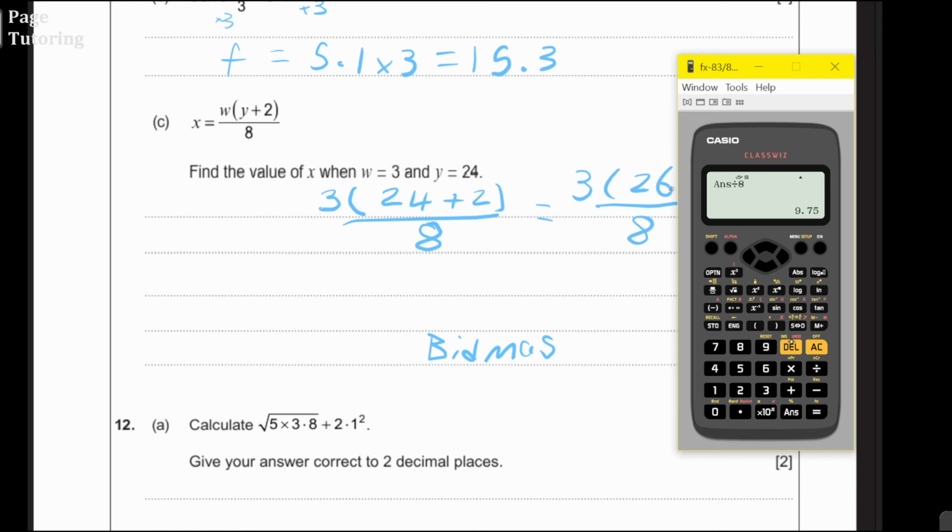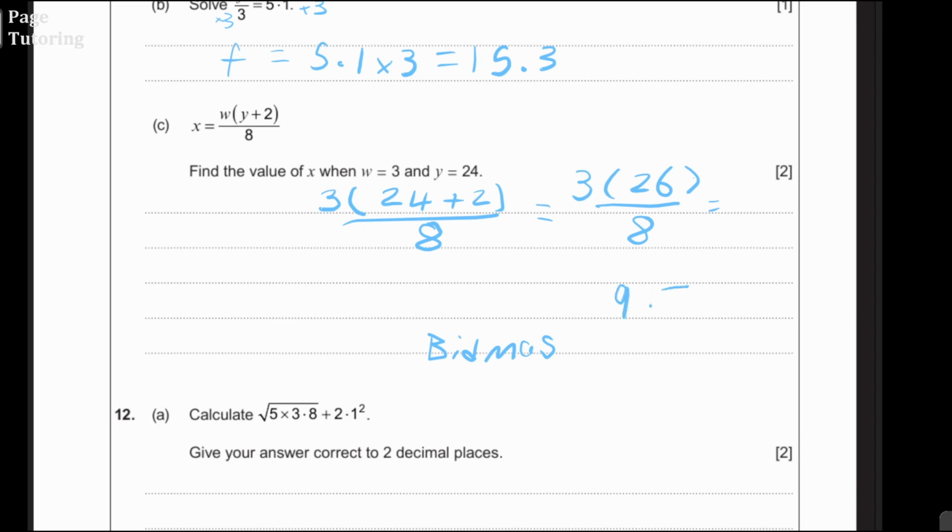So I will get 9.75. But you can also leave that as a fraction if you wanted to. So if you put 39 over 4, you would still get full marks. If you put 9 3/4 instead, you'd still get full marks. So that's 9.75.